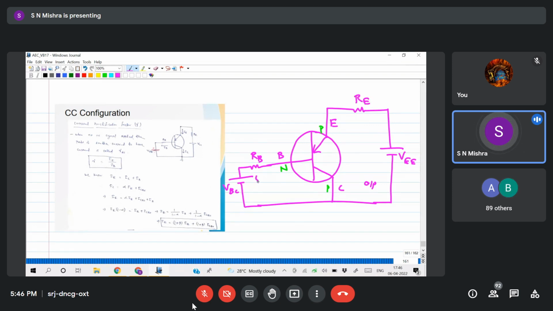So if I am connecting 5 volt here and 7 volt here, then you can see this collector base junction is reverse biased. And the emitter base junction: you see here, P is connected to 7 volt, N is connected to 5 volt. So the P side is higher potential, the N side is lower potential. So this emitter base junction is forward biased. Understood?